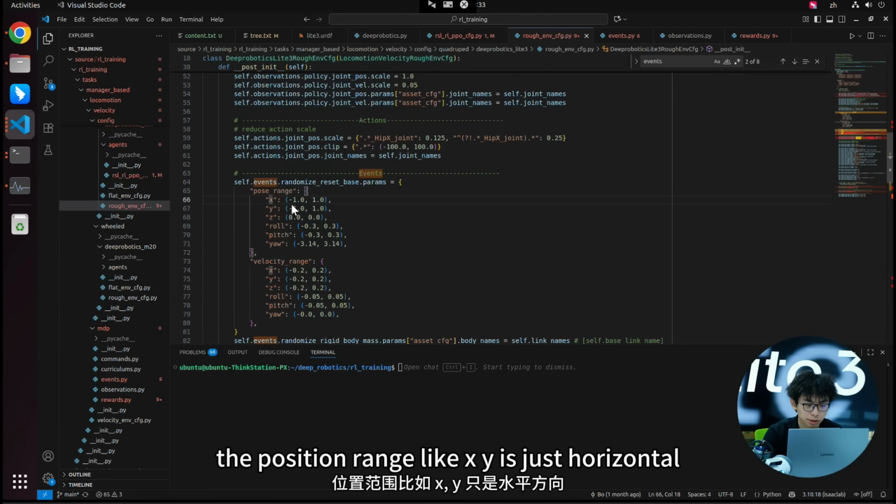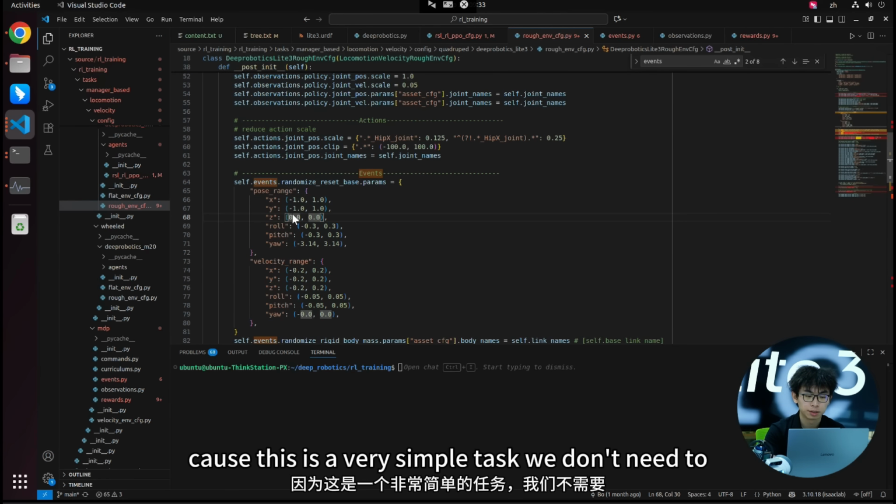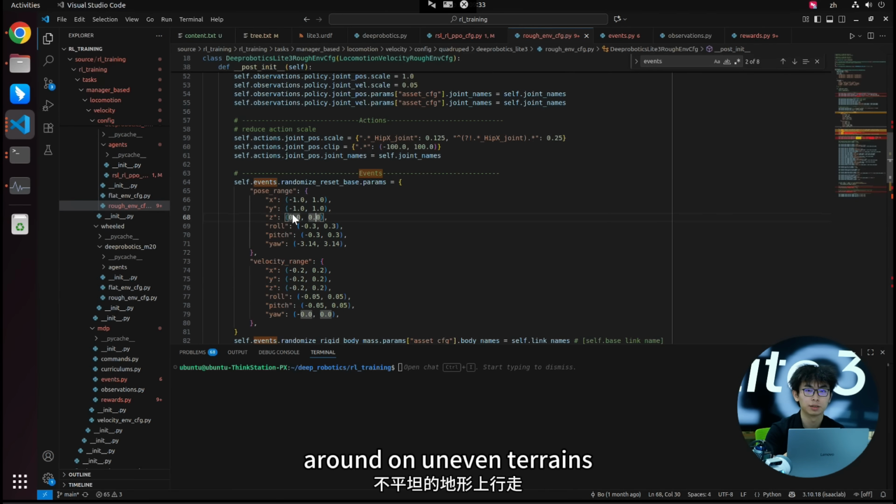The position range, like X, Y, is just horizontal. The Z we set to be the same, because this is a very simple task. We don't need to give a lot of randomization. We just need to walk around on even terrains. So we just set it to 0, and this 0 is sufficient for this task.